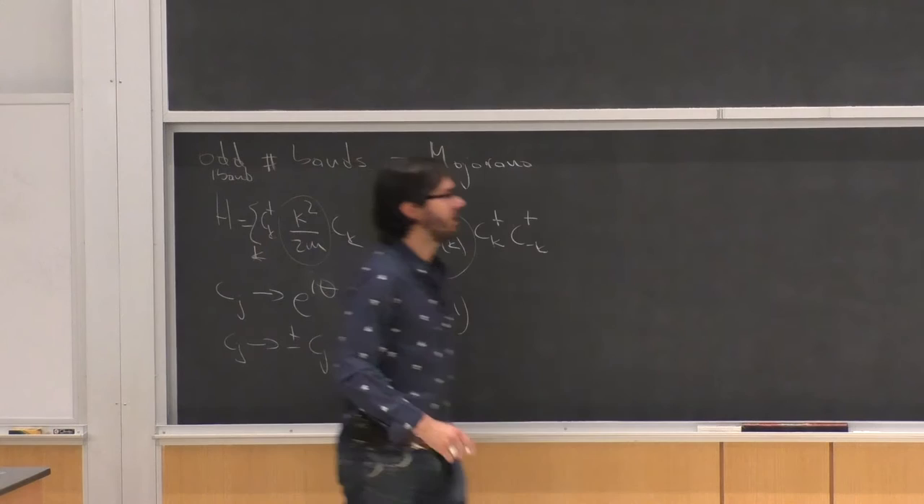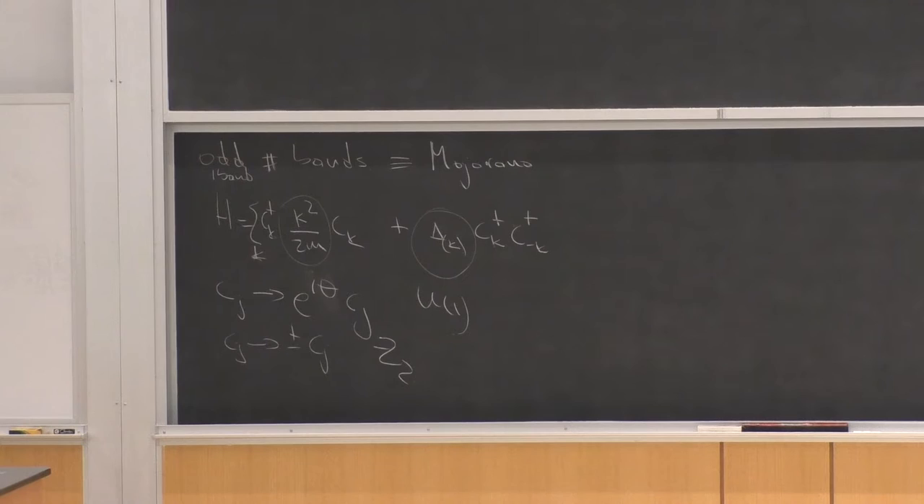Okay? So the superconductor has a Z2 symmetry, which really is just particle number parity, so fermion parity.